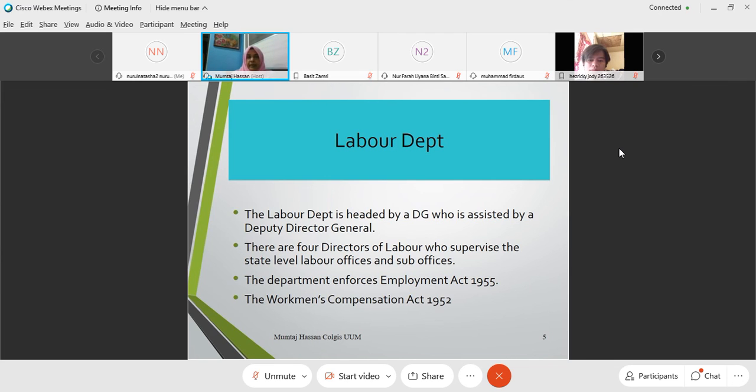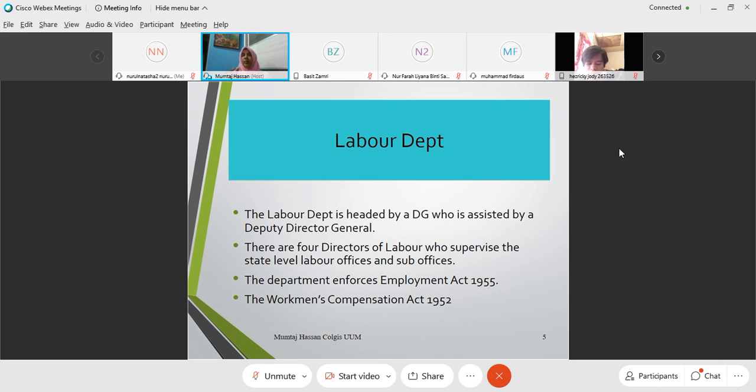Okay, Labour Department is headed by a Director General. DG is Director General, or in Bahasa Malaysia we call them Ketua Pengarah, who is assisted by a Deputy Director General, Timbalan Ketua Pengarah. And there are four Directors of Labour who supervise the state level offices and sub offices. The department enforces the Employment Act and also the Workmen Compensation Act.